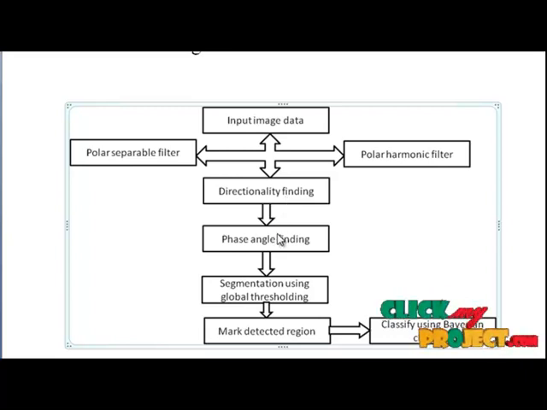The term phase angle refers to the angular component of the polar coordinate representation. And the next step is segmentation using global thresholding. Segmentation of the filaments from the background is performed by thresholding E. And the next step is mark detector region. In this step, we will detect the abnormality. And the final step is classification using Bayesian classifier. Extracted features are trained to Bayesian classifier.